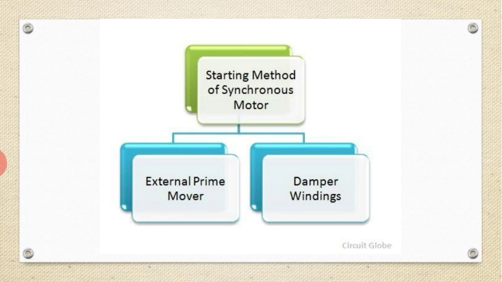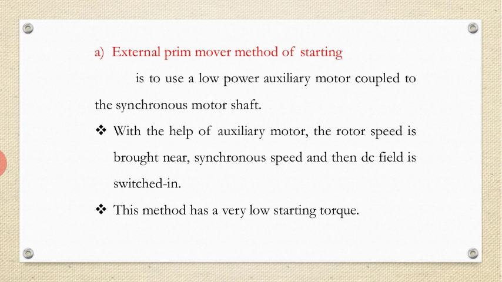Now the next bit I am going to discuss is how the synchronous motor is started. There are two methods: one is called external prime mover and the second one is damper winding. The first, the external prime mover method of starting, is to use a low power auxiliary motor coupled to the synchronous motor shaft. With the help of the auxiliary motor, the rotor speed is brought near synchronous speed and then the DC field is switched in. This method has very low starting torque.